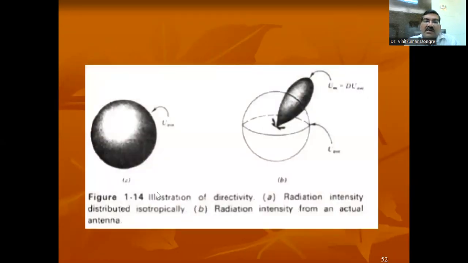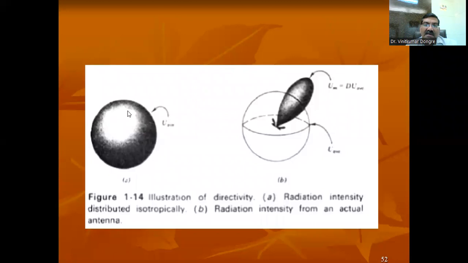Now this one. So radiation intensity for an isotropic source. This is the example given. This is the radiation intensity of an isotropic source, and the same radiation intensity is what the antenna is radiating in this given direction. So this is an isotropic source and this is a highly directive antenna. Maybe 30 degrees or 40 degrees will be the beam width of this antenna. So it is very highly directive. This is the example for understanding.